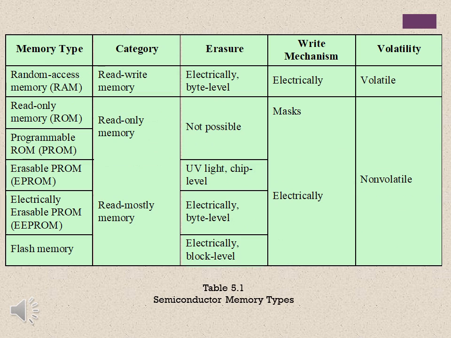Semiconductor memory is broadly categorized into dynamic RAM, DRAM, and static RAM, SRAM. Each type has its own structure, advantages, and applications. Understanding these differences is key to appreciating how internal memory functions in computer systems.